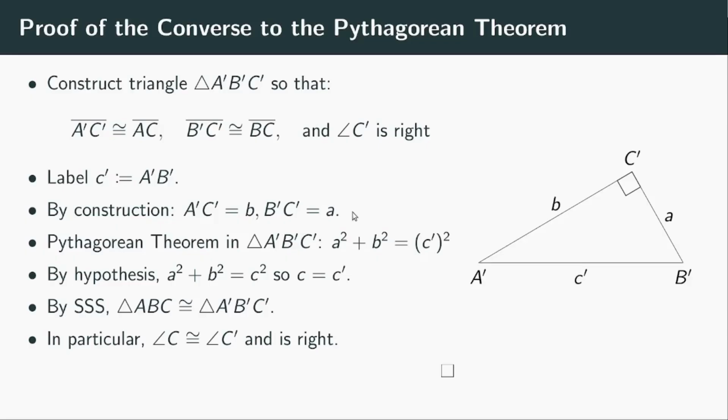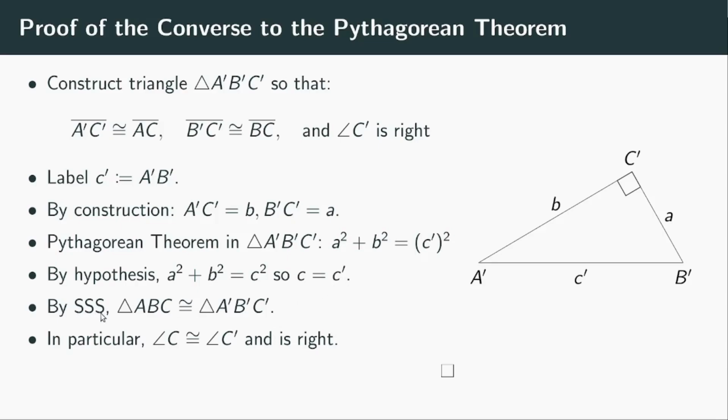So by construction, as I said, A prime C prime is equal to b, B prime C prime is equal to a. Now in our right triangle A prime B prime C prime, we apply the Pythagorean theorem. That tells me that a squared plus b squared equals c prime squared. And now we use the hypothesis: a squared plus b squared equals c squared. So I have c prime squared is equal to c squared. Of course, distances are positive, so I can take square roots of these two numbers, and I have that c equals c prime.